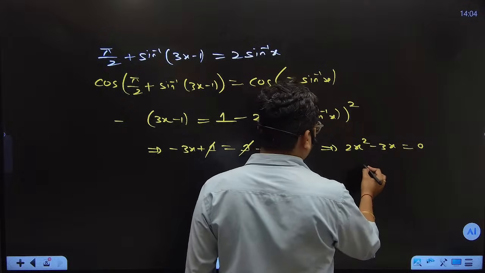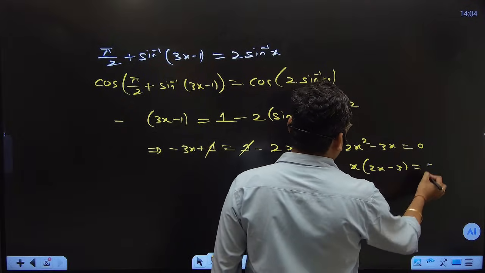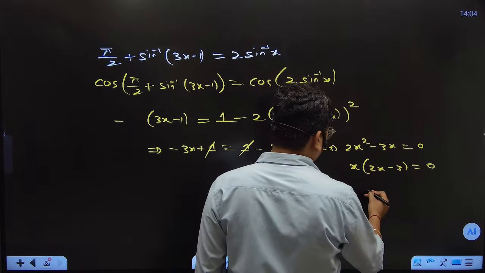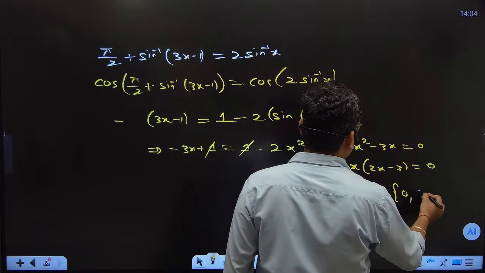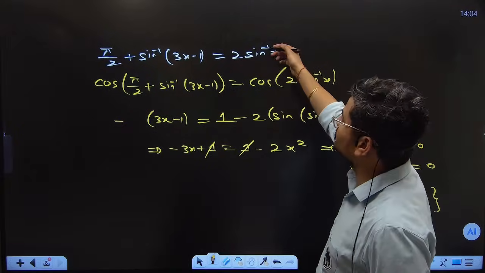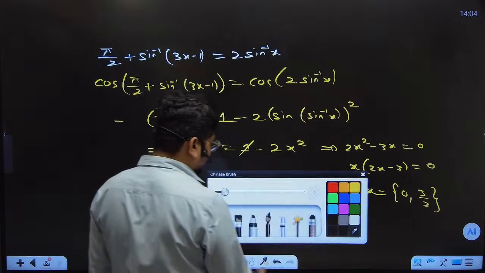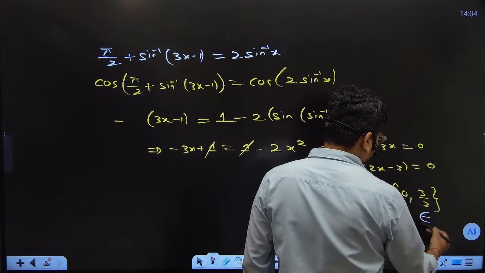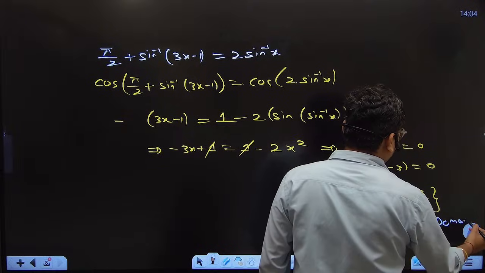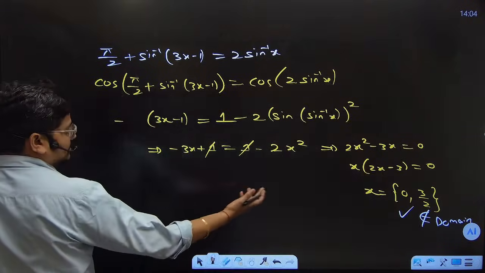This gives me two values of x. So x into 2x minus 3 is equal to 0, so x is 0, or you're also getting 3 by 2. Now x is equal to 3 by 2, can I take it? Because it is not there in the domain of sin inverse of x, so you can't take it, right? So this does not belong to the domain. So you can only take the x value as 0. Okay, if I back substitute, I can also verify it.